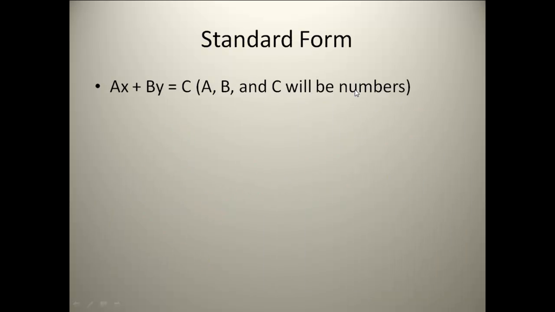Now we're going to look at another common form that numbers will come in, and that's called standard form. Now with standard form, we have ax plus by is equal to c, and then a, b, and c will all be numbers.